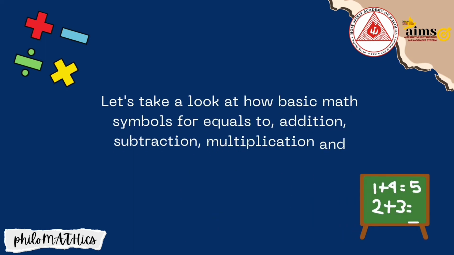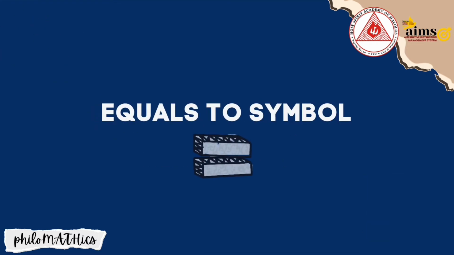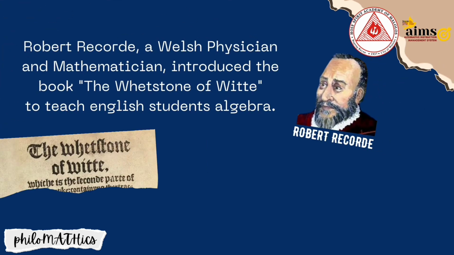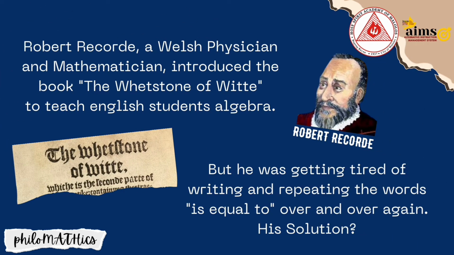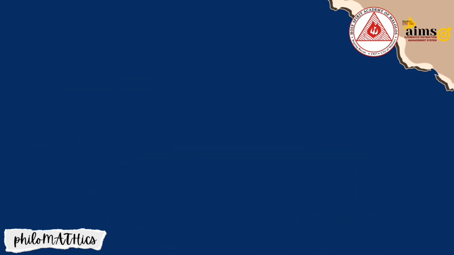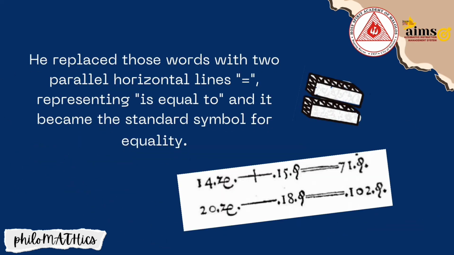So let's take a look at how basic math symbols for equals to, addition, subtraction, multiplication, and division came into life. In the 16th century, Robert Recorde, a Welsh physician and mathematician, introduced the book The Whetstone of Witte to teach English students algebra. But he was getting tired of writing and repeating the words "is equal to" over and over again. His solution? He replaced those words with two parallel horizontal lines representing "is equal to." Later on, more mathematicians began to use it, and it became the standard symbol for equality.